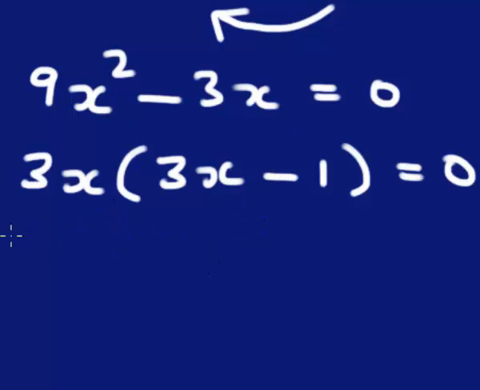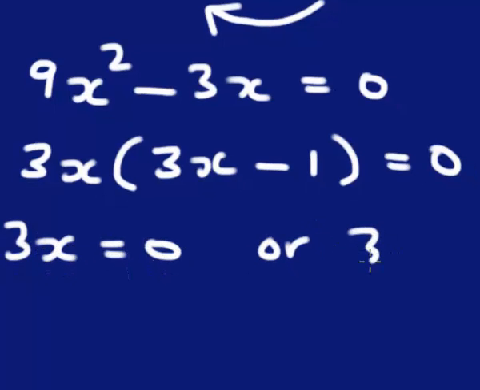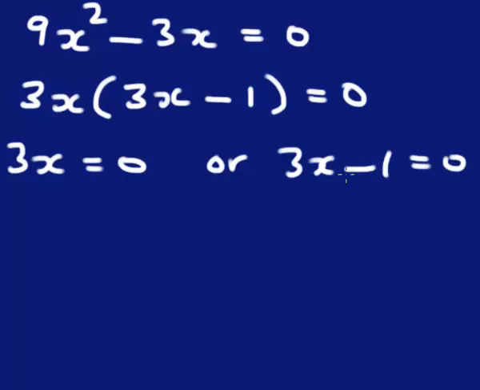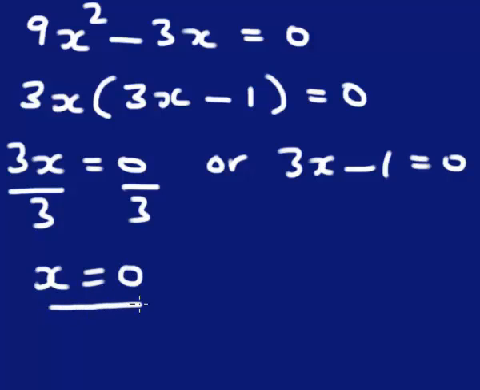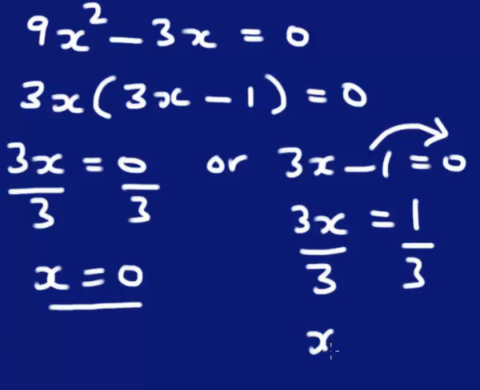Now we can break these up into 3x equals naught or 3x minus 1 is equal to naught. Now divide both sides by 3. So there's one of your solutions. x is naught, or 3x is equal to 1 if you take the minus 1 across. Divide both sides by 3. And what do you notice? We've got x is equal to a third.